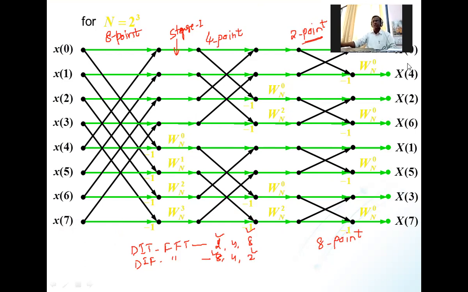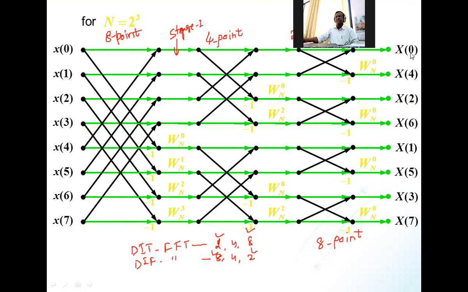bit reversal order. We'll get the values in the bit reversal order, x of 0, 4, 2, 6, 1, 5, 3, 7. So this is what we are calling the butterfly diagram for DIF FFT algorithm. Butterfly diagram of DIF FFT algorithm.